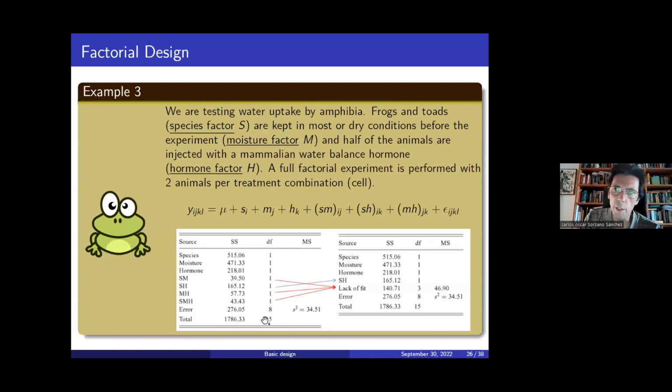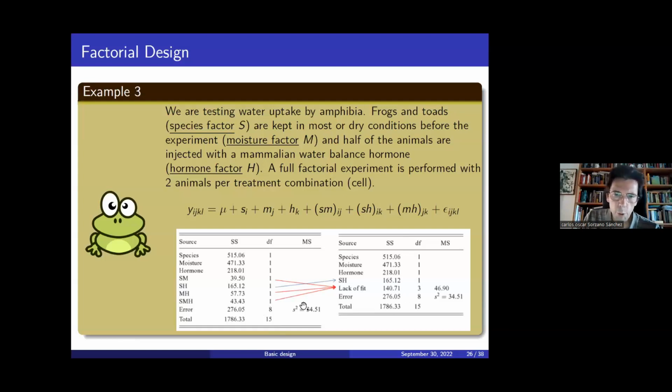We have to pay 1 degree of freedom for the overall mean. So we have 15 degrees of freedom left. And one of them is spent in the species, one of them in moisture, one of them in hormone. And here you have the interactions. The interactions are extremely cheap. They are only 1 times 1, 1 times 1 all the time. So they are very cheap, and the remaining degrees of freedom stay for the residuals or the errors.